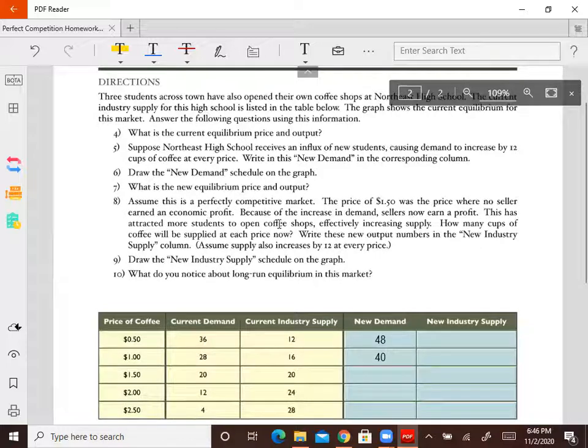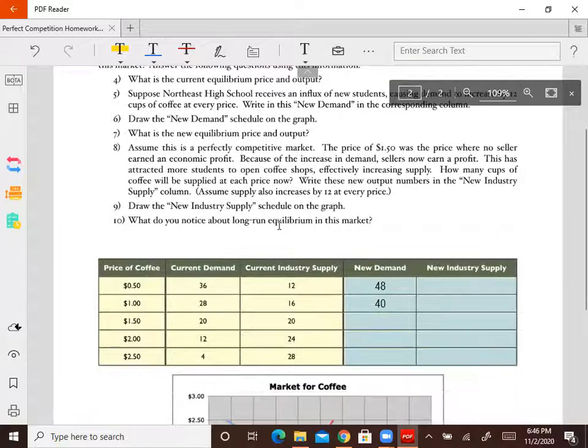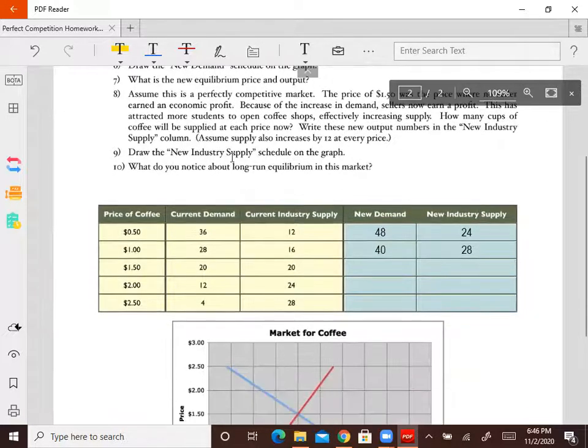So assume this is a perfectly competitive market. The price of $1.50 was the price where no seller earned an economic profit. Because of the increase in demand, sellers now earn a profit. This has attracted more students to open coffee shops, effectively increasing supply. So how many cups of coffee will be supplied at each price now? Write the new output numbers in the new industry supply column. Assume supply also increases by 12 at every price. So you're going to take your industry supply column and add 12 to that as well. So 12 plus 12 is 24. 12 plus 16 is 28. See what I'm doing?